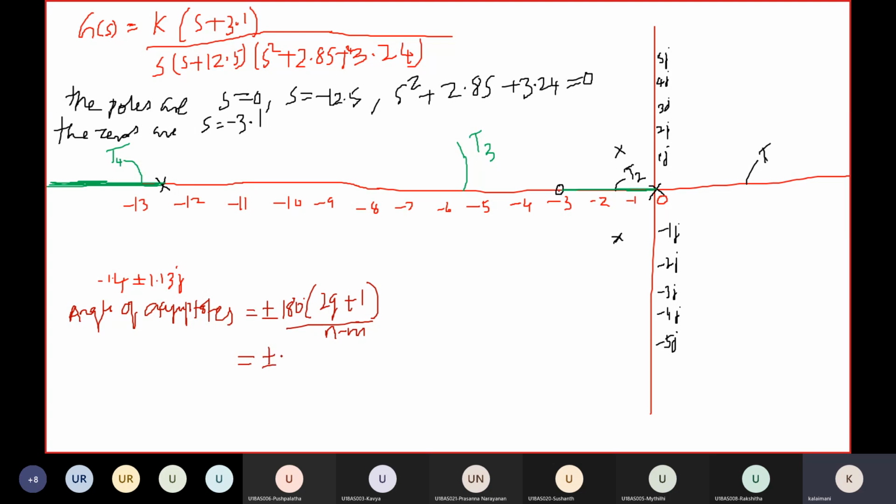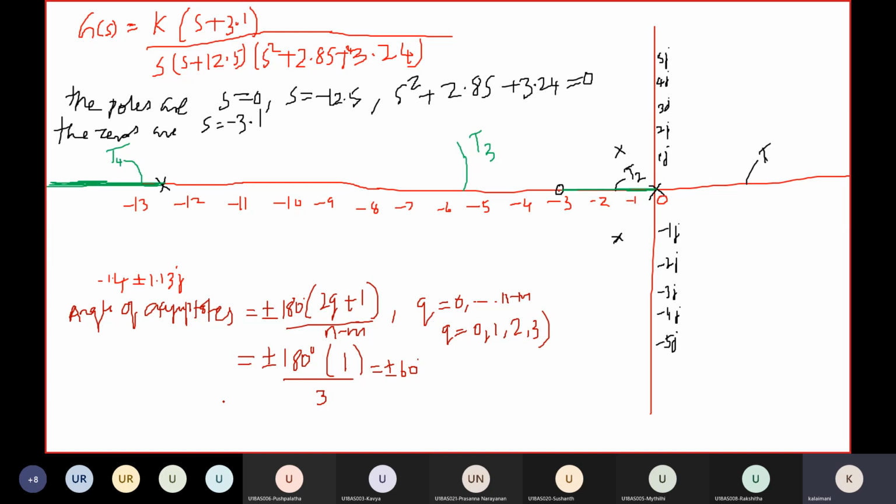We get plus or minus 180 degrees times (2q plus 1), where q varies from 0 up to n minus m. In this problem, small n indicates the number of poles and m indicates the number of zeros. I have 4 poles and 1 zero. Therefore n minus m is 4 minus 1, which is 3. The q values vary from 0, 1, 2, 3. If you substitute q equal to 0, then 180 times 1 divided by n minus m, which is 3, I get plus or minus 60 degrees.